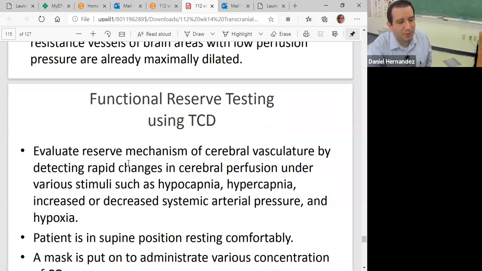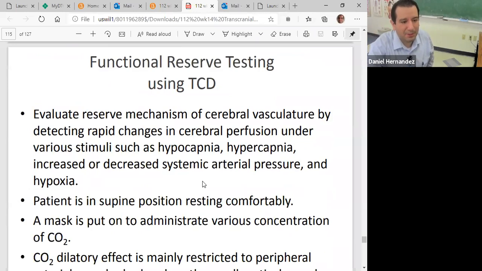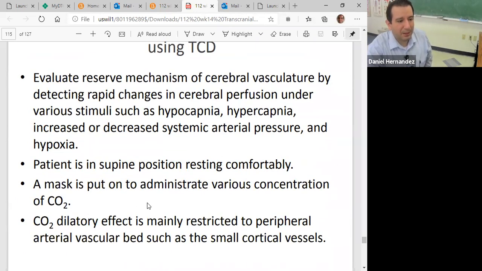So with this reserve functional testing, we're essentially testing the patient's reserve, like how much are we able to dilate those vessels and how much are they able to compensate. So we put the patient in a supine position, resting comfortably, and a mask is put on to administer various concentrations of CO2. And we remember that CO2 has a dilatory effect on the arterioles, causing the vessels to dilate.